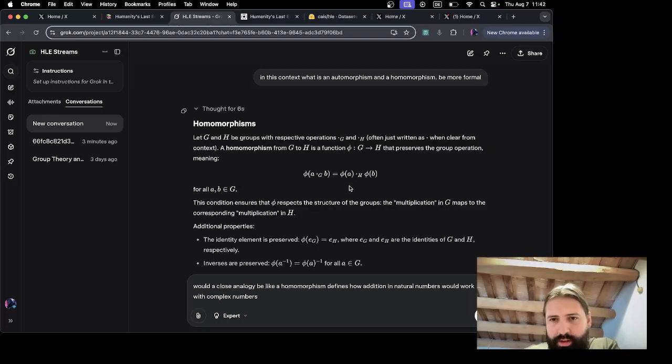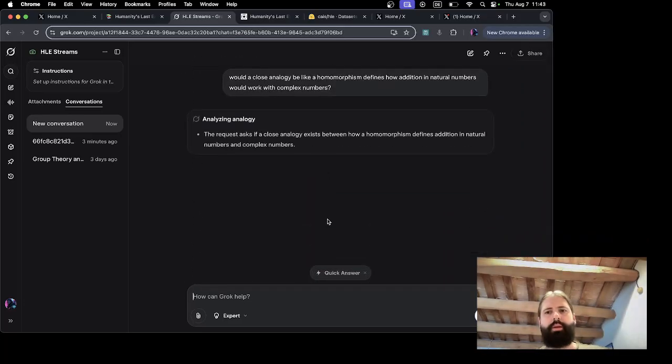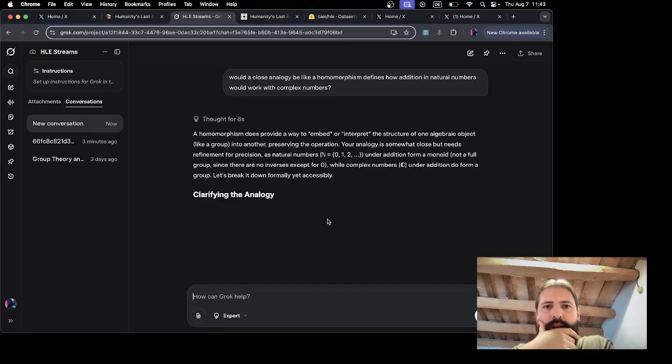This homomorphism is something that defines, if you take that input, where G would be the natural numbers, like A plus B, what you need to change in A and what you need to change in B. How should natural numbers work with complex numbers?